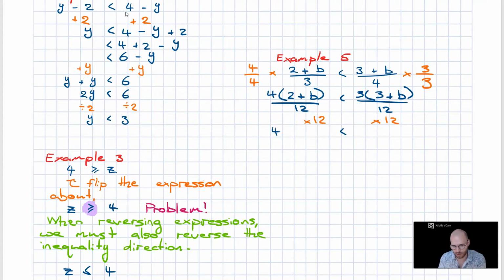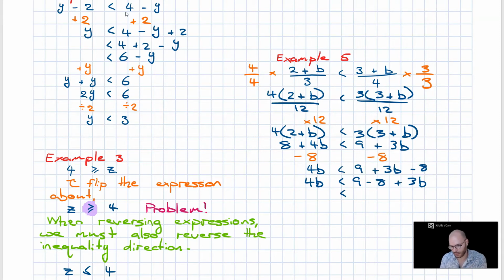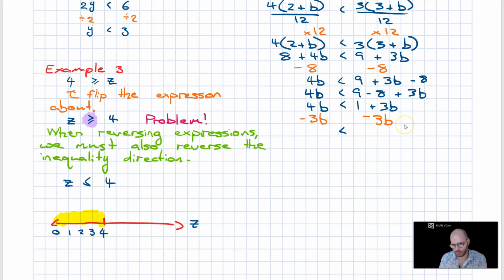Then we're going to get 2 plus b, then 3 plus b, and then opening up the brackets, we're going to get 8 plus 4b, then 9 plus 3b. Moving our constants to the right hand side, we're going to take 8 from both sides, and then this will collapse down to 1 plus 3b, 4b. Moving all the variable terms to the left, we're going to get minus 3b minus 3b. That will look like 4b minus 3b, then 1 on the right, and then simply b is less than 1. So nice and simple.